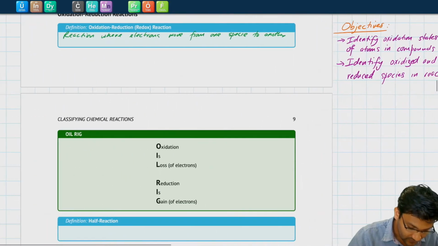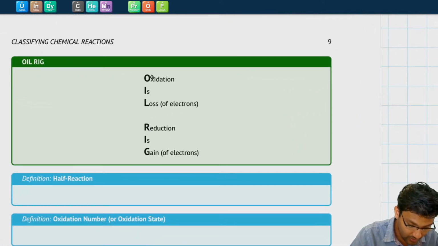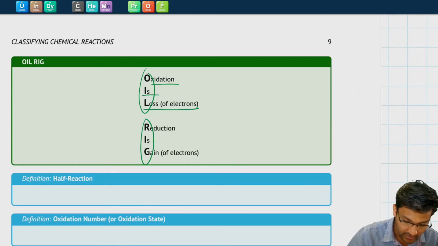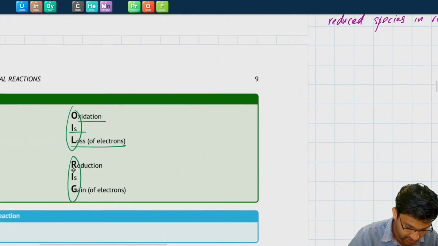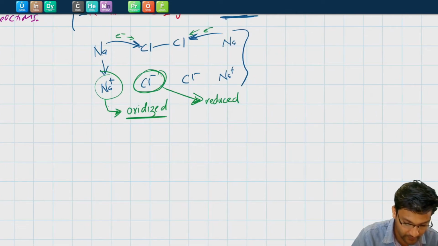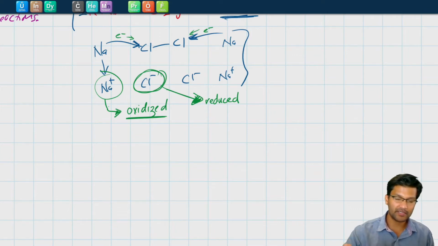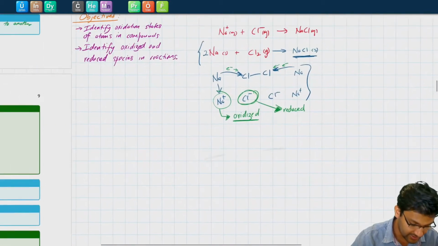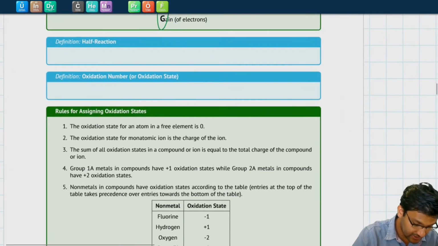Okay, and the way we remember that is this mnemonic OIL RIG, where oxidation is loss of electrons. So again, the species that lost an electron is oxidized, and reduction is gain of electrons. So the species that gained an electron is reduced. Now you might be wondering, how can we figure out which species gained an electron and which species lost an electron throughout the whole reaction process? Well, there are some rules for that, and we'll come back to these definitions in just a second.